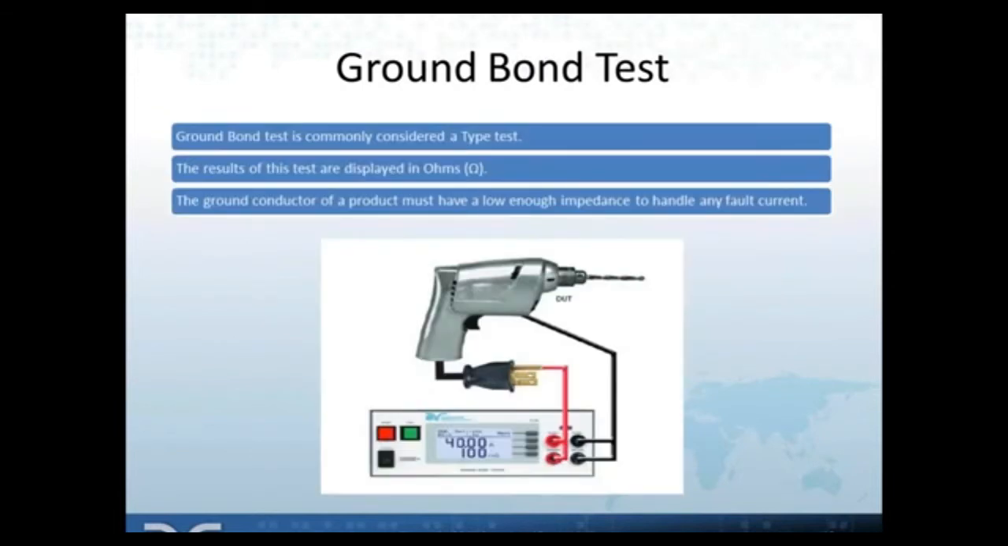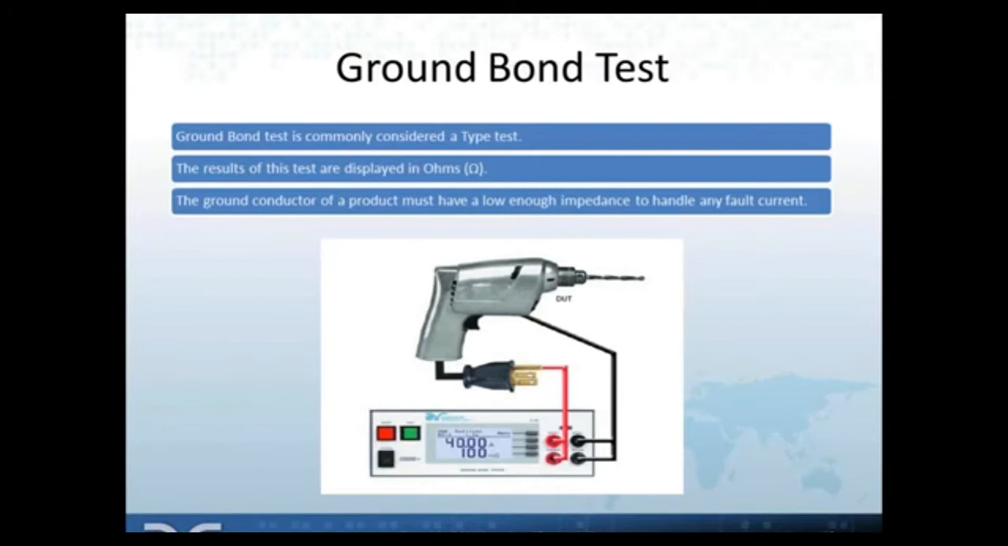Here's another quick picture of a handheld tool being tested for ground bond test. In the picture we have our HypAmp 3 from Associated Research, which is our dedicated 40 amp ground bond tester. So quickly going back to the ground continuity test, just a comparison between ground continuity and ground bond test.